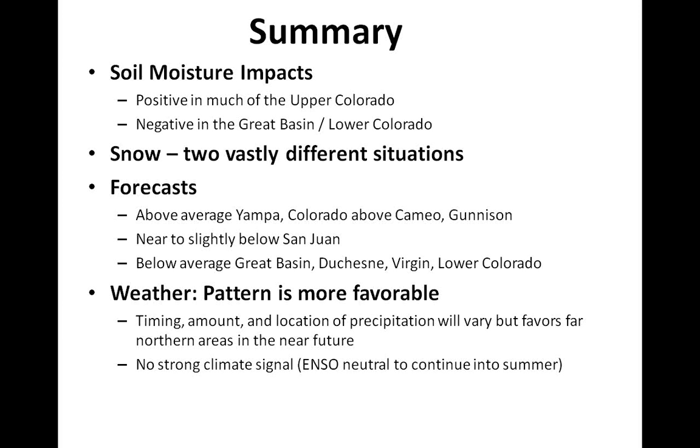So in summary, regarding the soil moisture impacts that you saw, we have base flow conditions and we have a retention water parameter in the model that both must be satisfied before the model starts generating surface runoff, and that of course affects the guidance, which affects our forecast. Right now this is showing a positive effect in much of the upper Colorado River Basin from the San Juan north pretty much, and a negative effect in the Great Basin and the lower Colorado, which actually brings the guidance down.